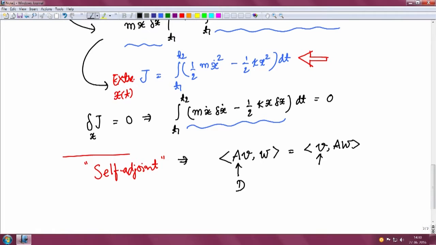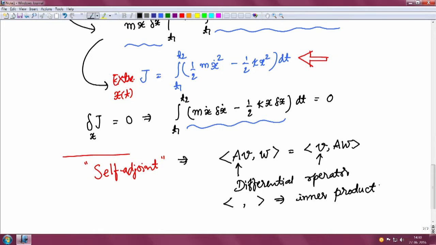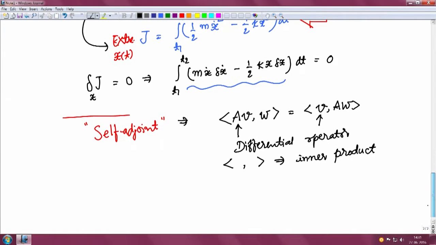Here A is a differential operator, and v and w are functions. These angle brackets will indicate inner product. Inner product, as we discussed at the very beginning of this course in terms of pre-Hilbert spaces and Hilbert spaces, is simply an integral. It is a function multiplied by another function, integrated over the entire domain. That is what we have here.